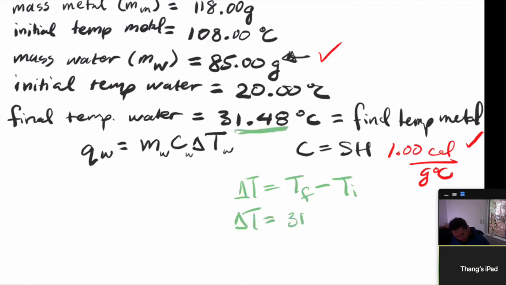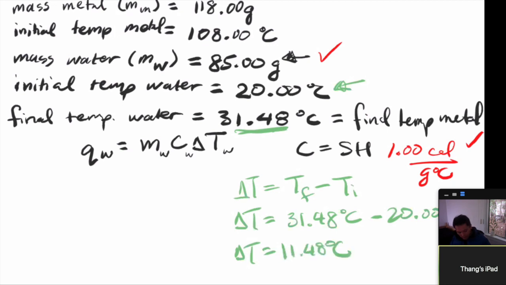You get 31.48 degrees Celsius minus what is the initial temperature of the water? No, that's of the metal. Initial temperature of the water was here. So that's minus 20.00 degrees Celsius. Okay? So delta T is then equal to 11.48 degrees Celsius. Okay, so then now we also know the delta T of the water.